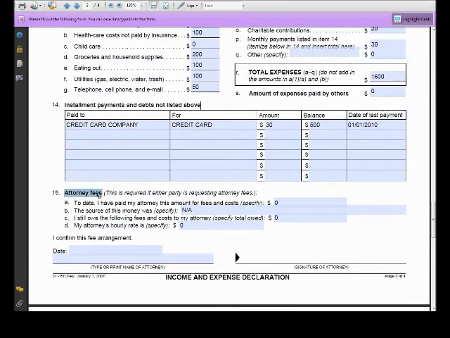Section 15 asks for attorney fees. If you have an attorney, complete lines A through D. Otherwise, enter 0 or NA, whichever is appropriate. If you are represented by an attorney, your attorney would date, print their name, and sign here.